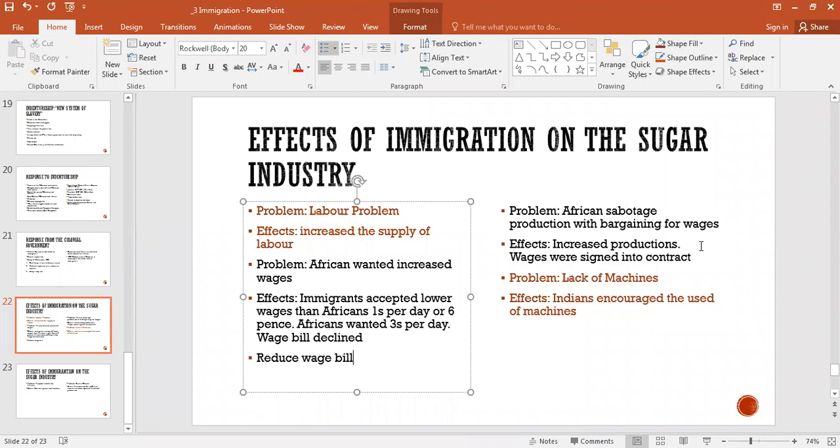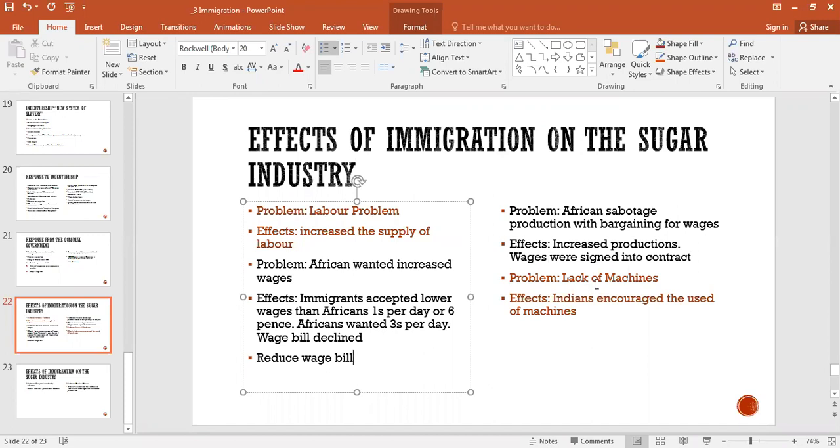Another problem was that the Africans tried to sabotage production. So some of them walked off the plantation and all of these different things. Now with the immigrants coming in, production is going to increase because you could not walk off the plantation, because you signed an agreement, a contract. So you must remain on the plantation.